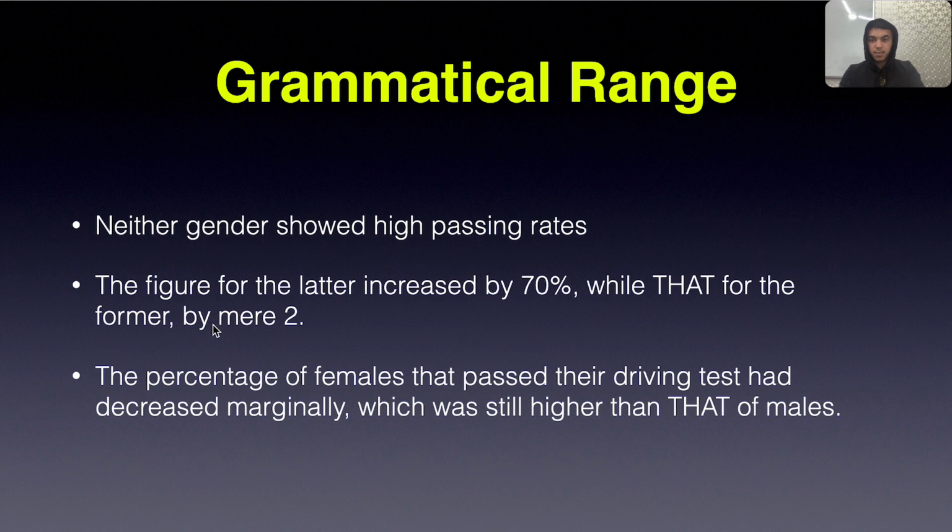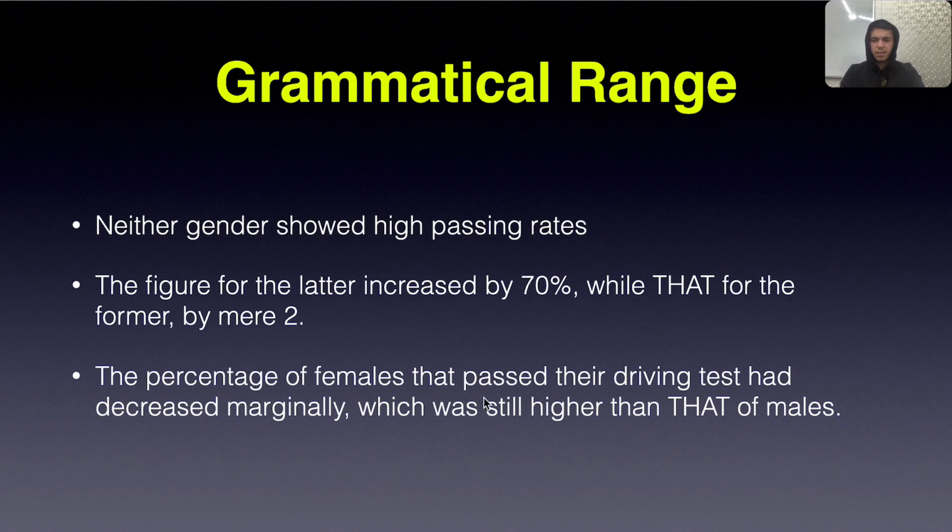Or compound sentences. The figure for the latter increased by 70%, while that for the former, look at the usage of that here. That means figure. The figure for the latter increased by 70%, while that, this is an example of substitution. I'm replacing the word figure with that. It could be reference or substitution, I don't know. But this is the correct usage of either substitution or reference. The figure for the latter increased by 70%, while that, meaning the figure for the former, by a mere 2.